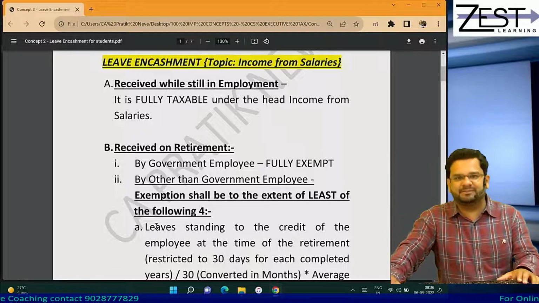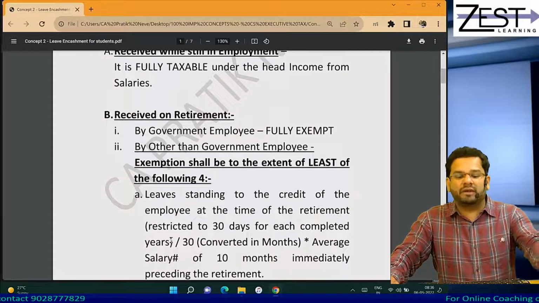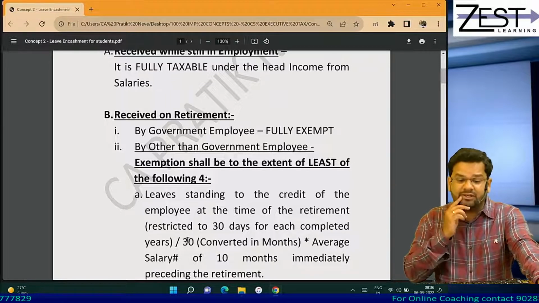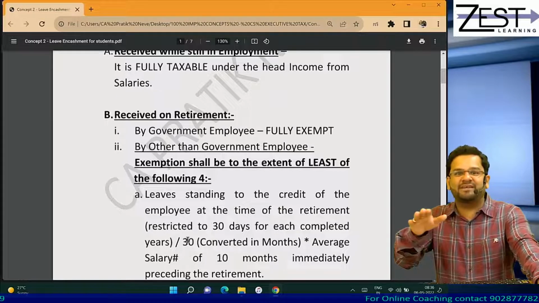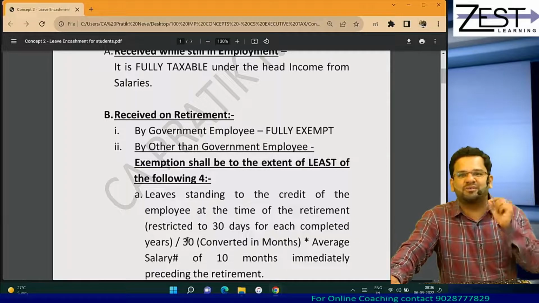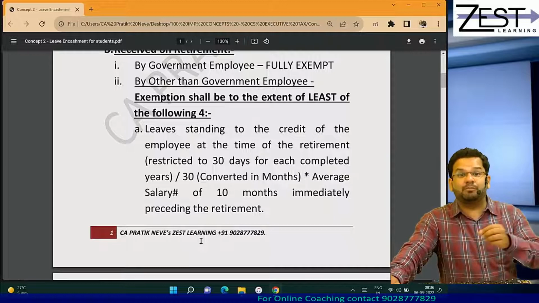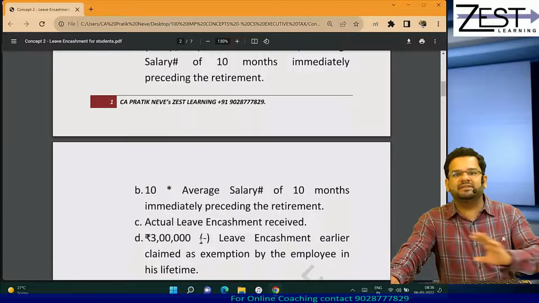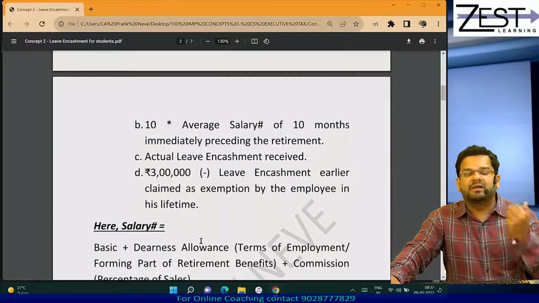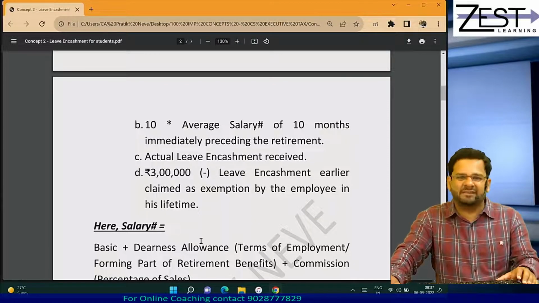Now what are the 4 things? The first point is the most critical: leaves standing to the credit of the employee at the time of retirement, restricted to 30 days for each completed year. This point seems a bit complicated, but wait till the end of the video, we are going to simplify it with an example. As of now you can leave that point A. B, 10 into average salary of the last 10 months, then the actual leave encashment received, and lastly rupees 3 lakh minus the amount of leave encashment earlier claimed as exemption, if any.